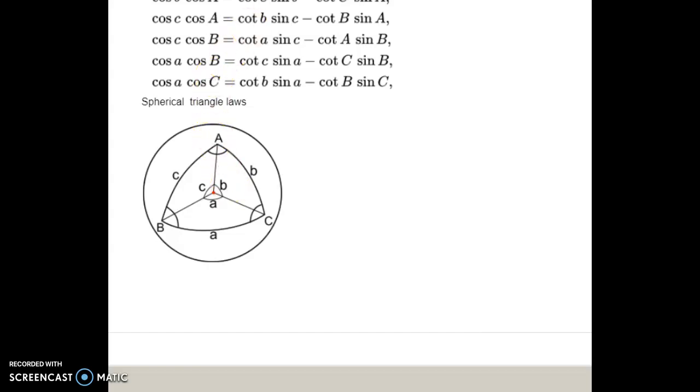Okay, I guess we'll stop here. This is the introduction for spherical trigonometry.